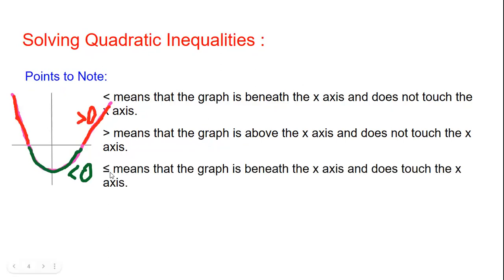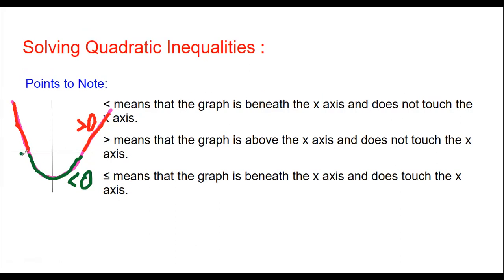Now we get to the less than or equal to sign. Less than 0 means that it's beneath the x-axis, and if it has the equal to sign, then it touches the x-axis. So we are including all the points that touch the x-axis, and all these points touching the x-axis but beneath it are less than or equal to 0.